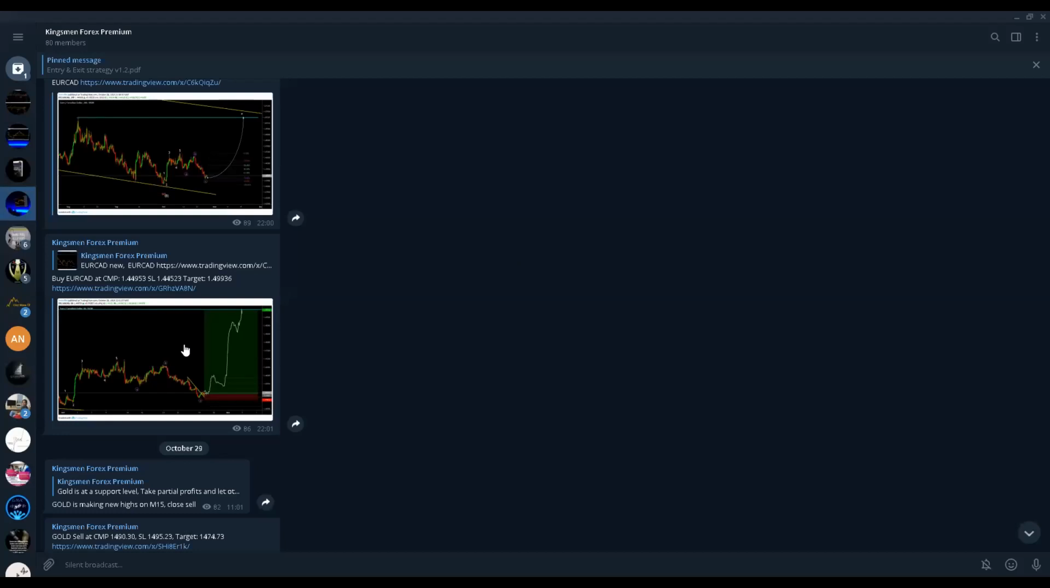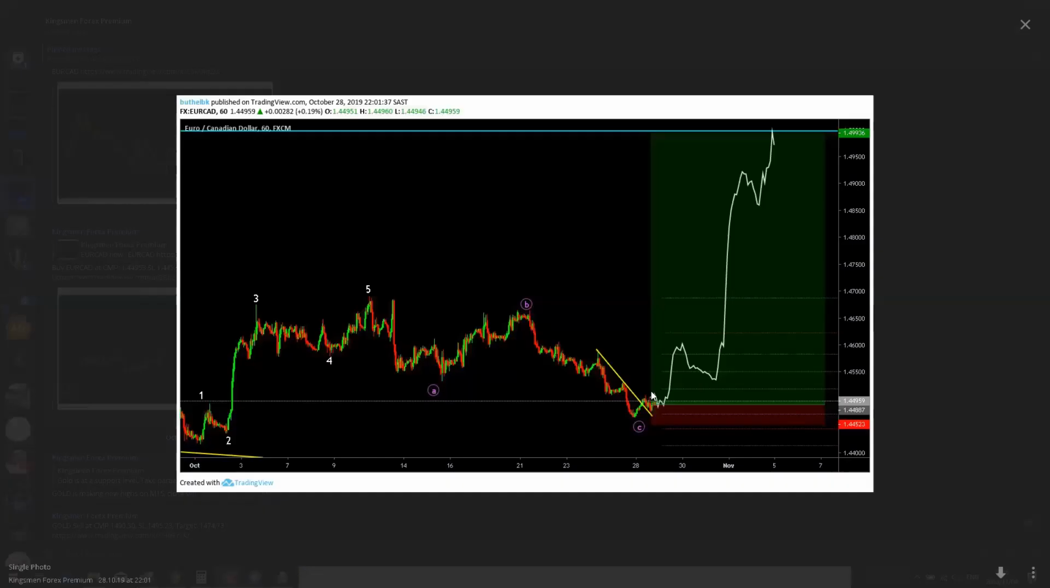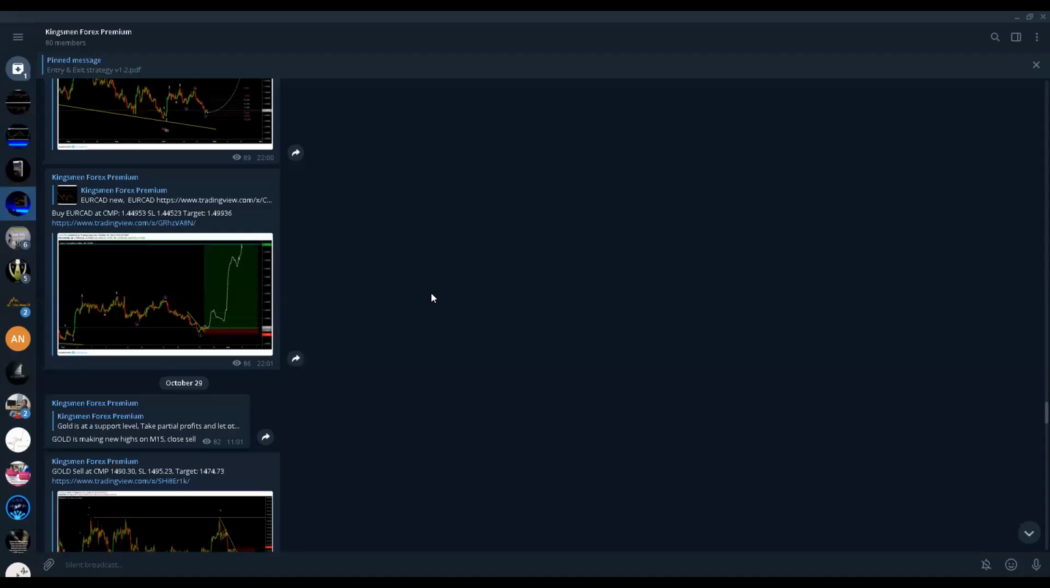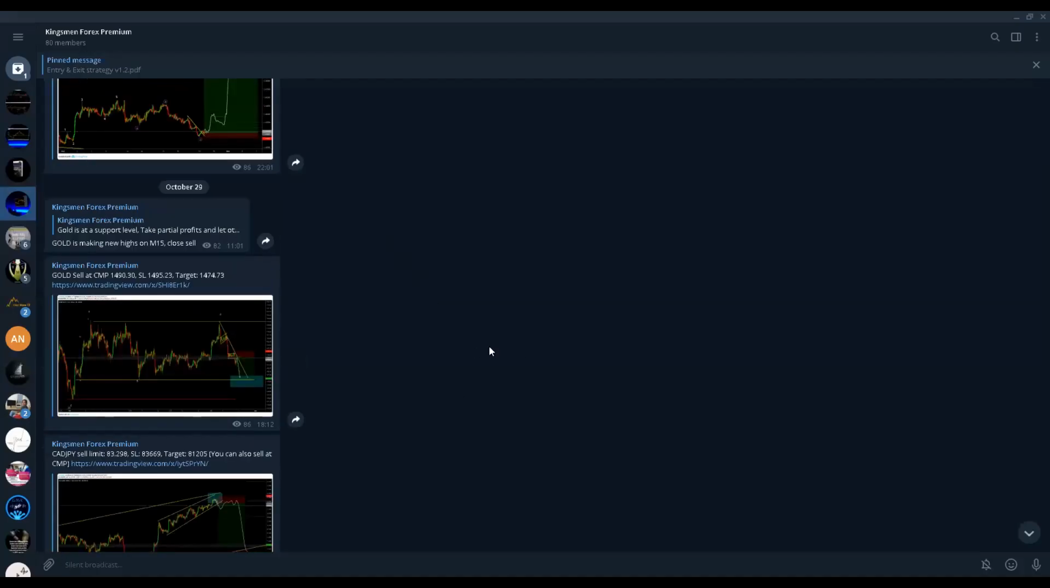So here's what our trading plan looked like. The price had already broken out of this trend line of wave C. So we took our buy based on that trend breakout, and we had a nice consolidation outside the trend line. Even though price dropped a bit lower than we expected, we managed to make some pips.